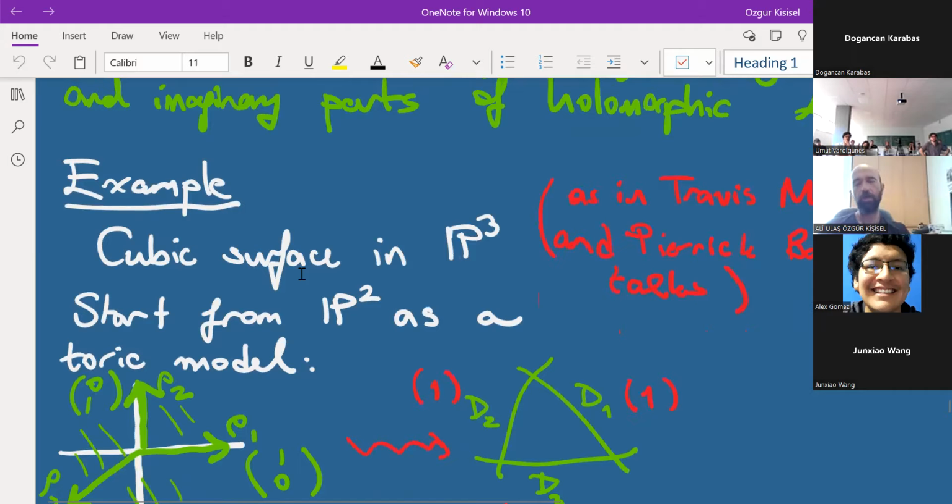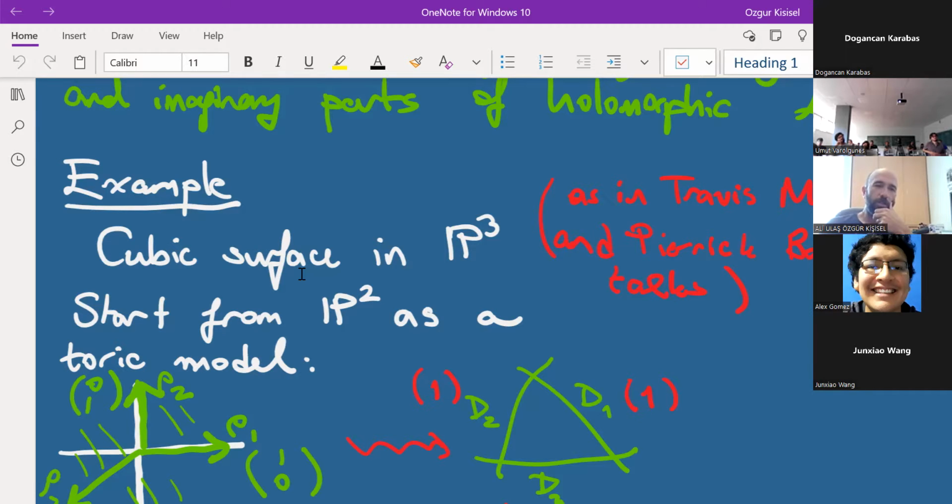Okay, now at the end, I want to do maybe a very concrete example, which I could maybe a little bit understand. And this was already mentioned in Travis Mendel's talk and Pierre Blousseau's talk. So there's a cubic surface in P3, but instead of mutations, I'll try to see different seeds globally somehow.